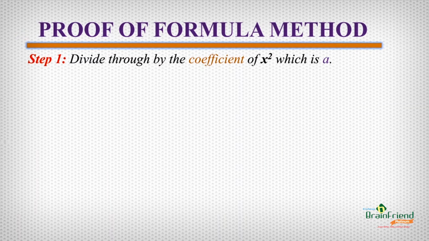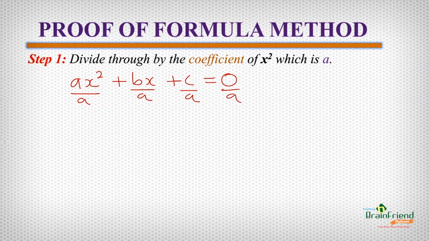Step 1, divide through by the coefficient of x squared, which is a. We had this original equation, ax squared plus bx plus c is equal to 0, right? This was a given standard equation. And now we have to divide through by a. So we divide this by a, divide this by a, divide this by a, and also divide the 0 by a. This will cancel this because a divided by a is just 1.